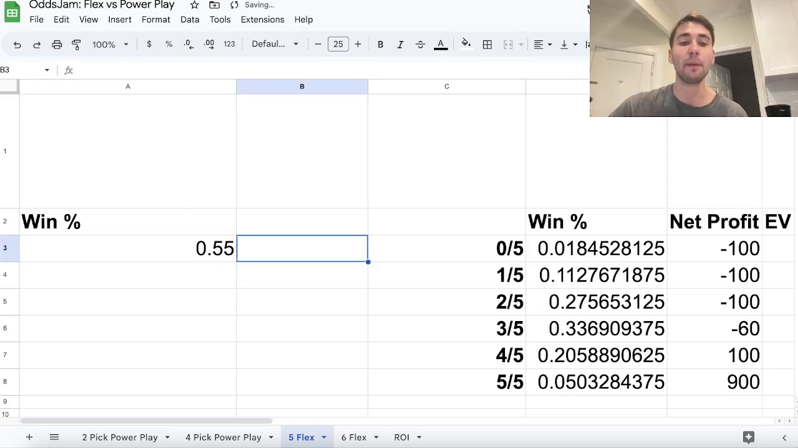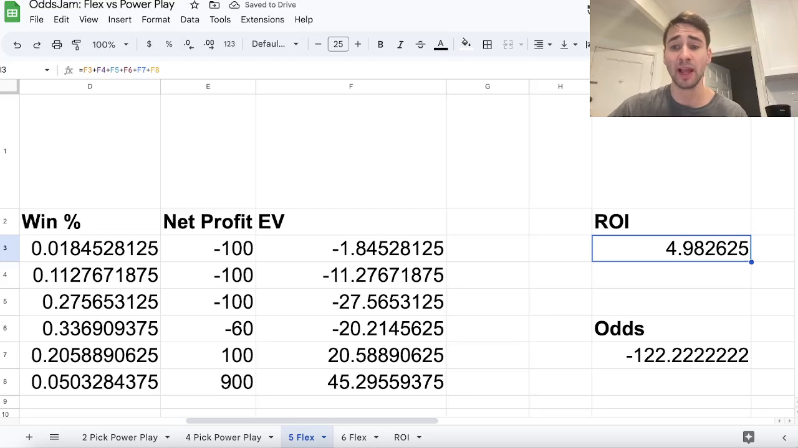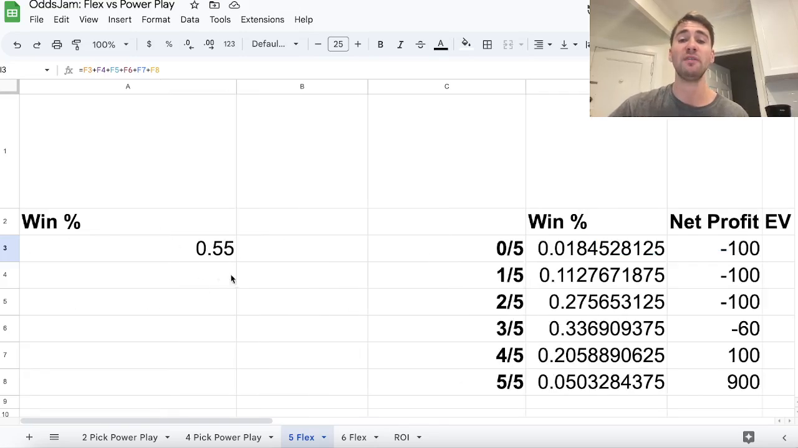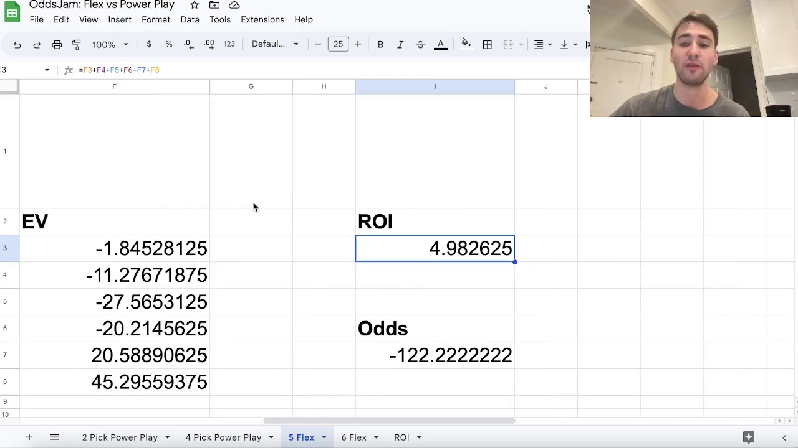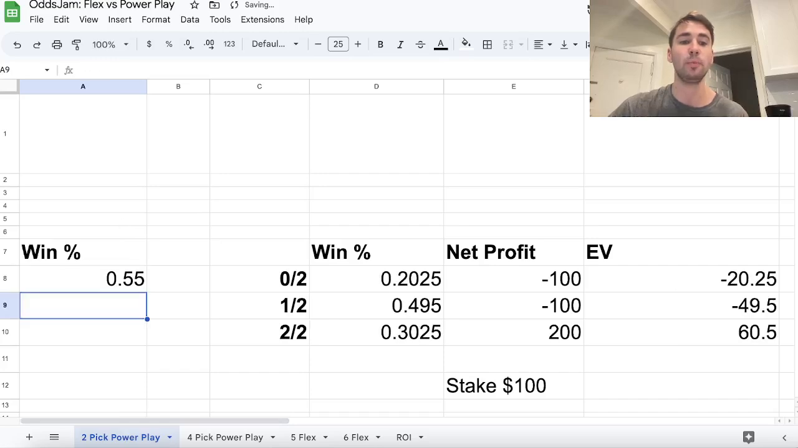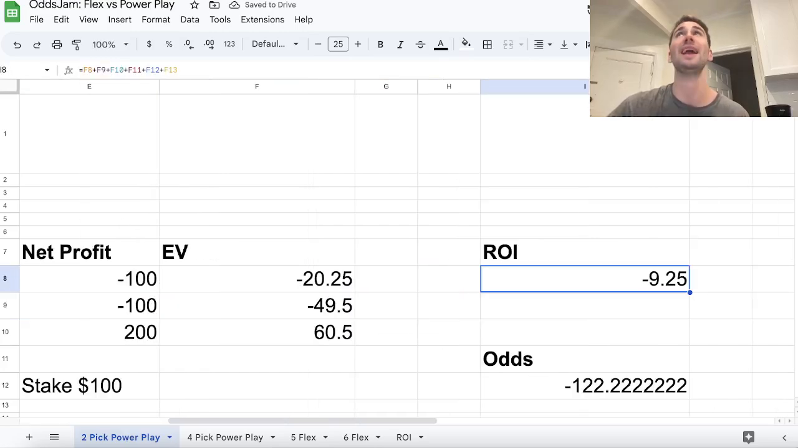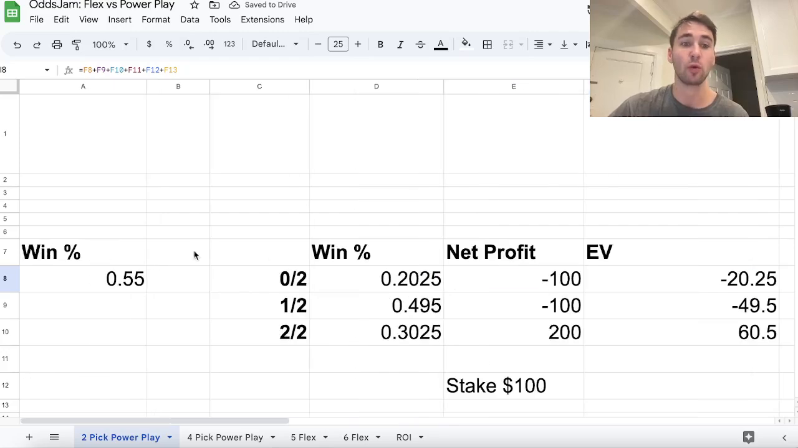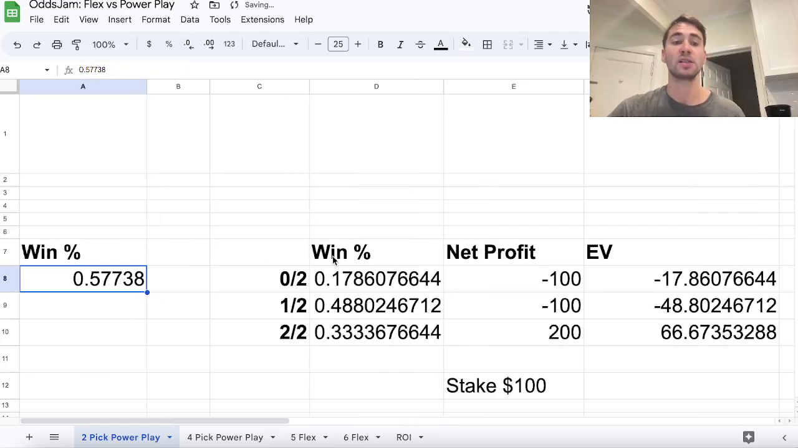If you're winning 55% of your picks in a 5-pick flex play, your ROI is still positive, 5%. So you just need to hit 55% of your picks. You can lose 45%, and your ROI is going to be positive 5%. Whereas again, for a 2-pick power play, your ROI would be negative 9.25% if you're winning 55% of your plays. So it's really, really, really important, right, that you're playing 5-pick flexes.